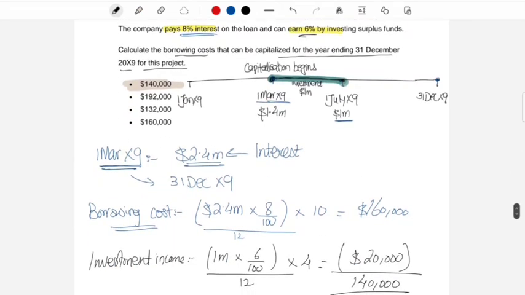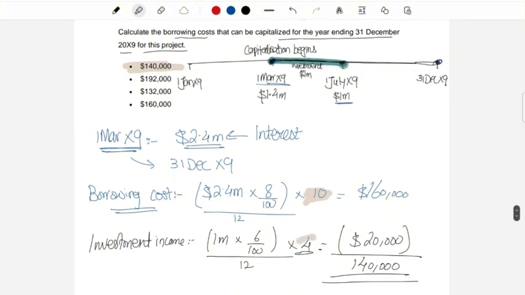That is the reason why we also accounted for the full capitalization up until 31st of December, even though 1 million of the portion was not being used for about 4 months, but we took the borrowing cost for the full 10 months and we simply netted it with the investment income of the 4 months, and that is why we calculated it in this manner. Okay, hopefully this is clear. If not, let me know in the comment section below and I'll try my best to explain it again.